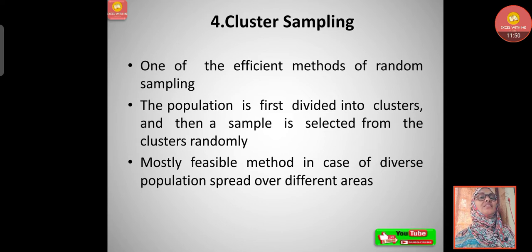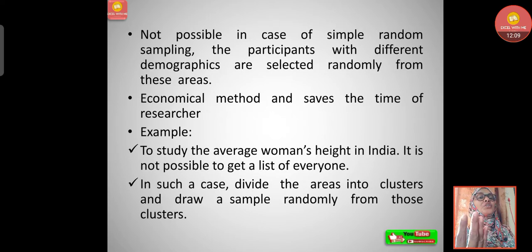Now, the fourth one is cluster sampling, one of the efficient methods of random sampling. The population is first divided into clusters and then a sample is selected from the clusters randomly. Mostly a feasible method in case of a diverse population spread over different areas, not possible in case of simple random sampling. The participants with different demographics are selected randomly from these areas. That means I will give you one example here. Let's see, it is also an economical method and saves the time of the researcher.